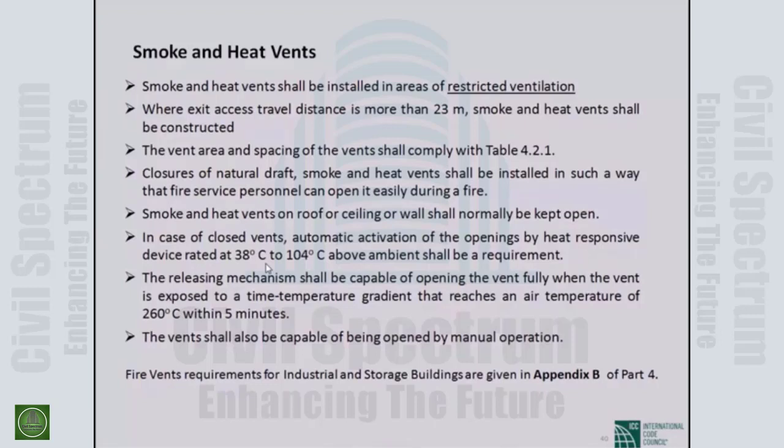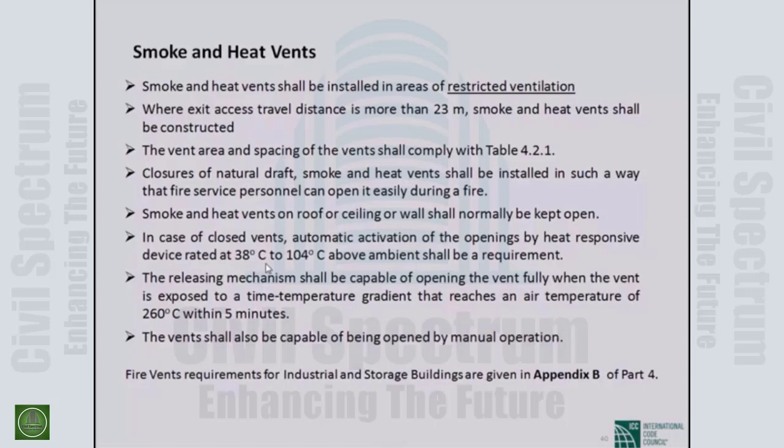When exit access travel distance is more than 25 meters, smoke and heat vents shall be constructed. So this is the one thing you have to construct in the building. But the first thing is you have to give the vent for the restricted ventilation area. And the second thing is if the travel distance is more than 25 meters, you have to give smoke and heat vents so that there will be no accumulation of heat and smoke.